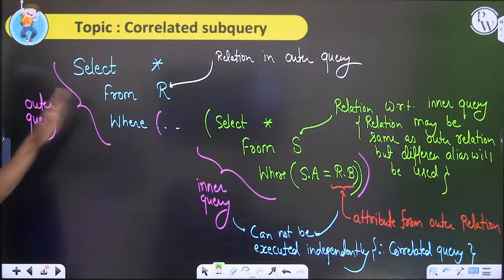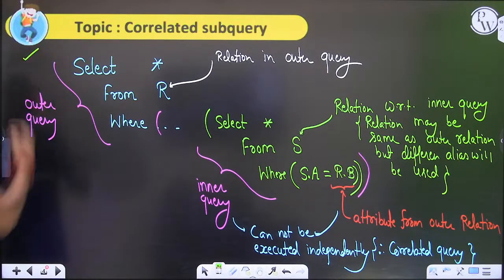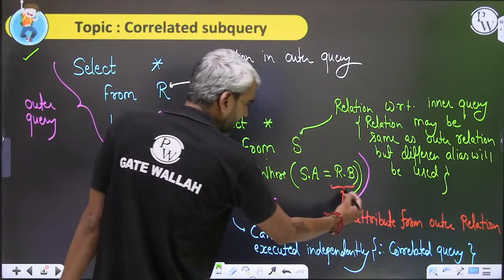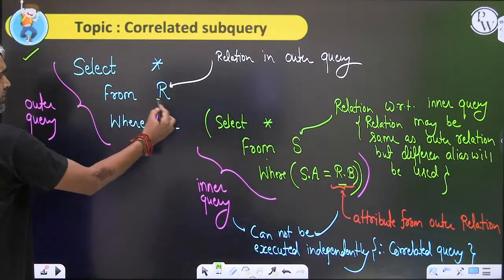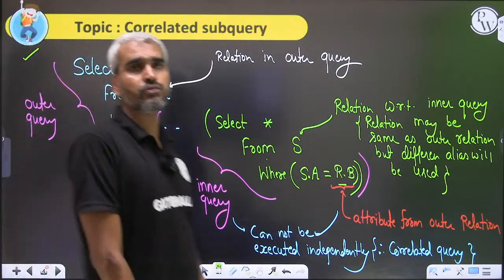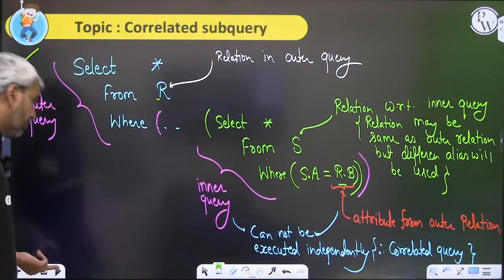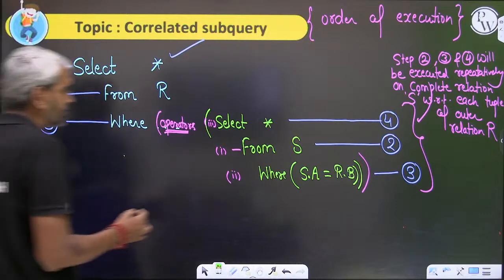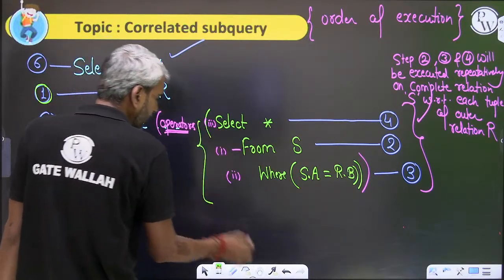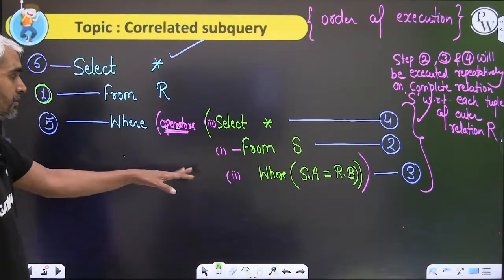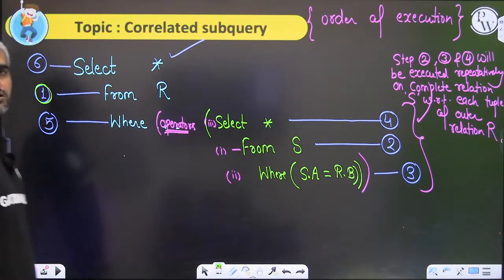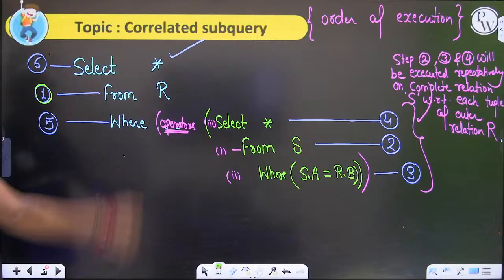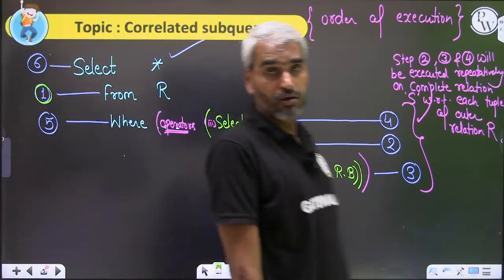Okay, so what happened in the last class? So this is your correlated subquery. What happens? The inner query uses the attribute specified in the relation of outer query. So what is the order of execution? We said that we'll take the first tuple from outer relation, and with respect to first tuple of outer relation, we'll execute the complete inner query. Based on that, we'll be able to decide whether the where condition is true or false. Based on the output of where condition, we'll decide whether the first tuple should be selected or not.